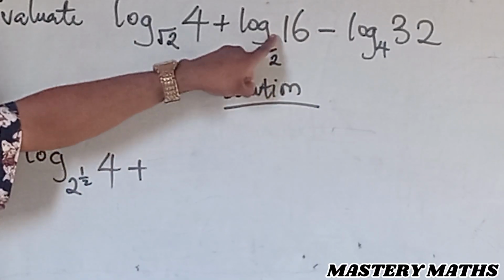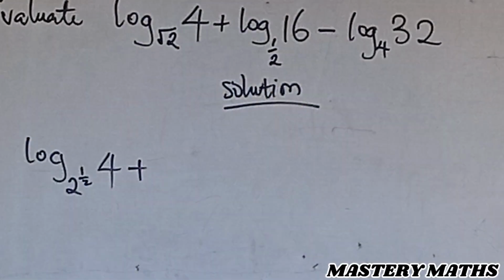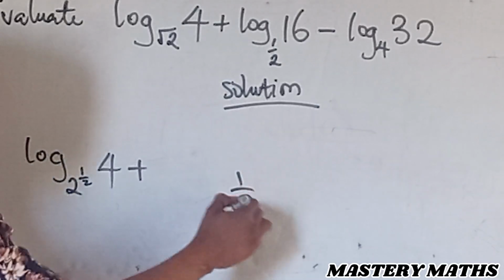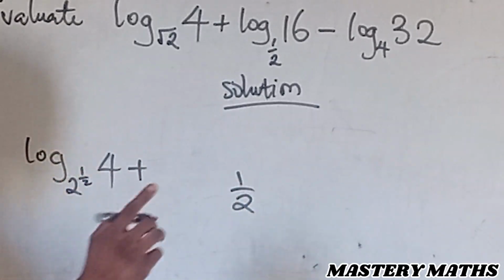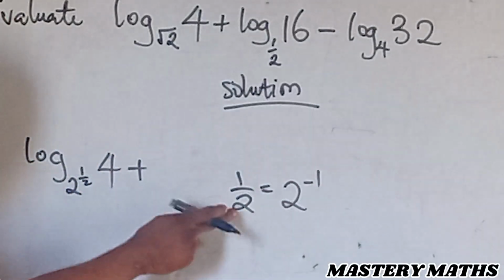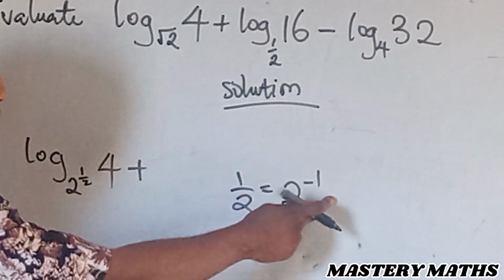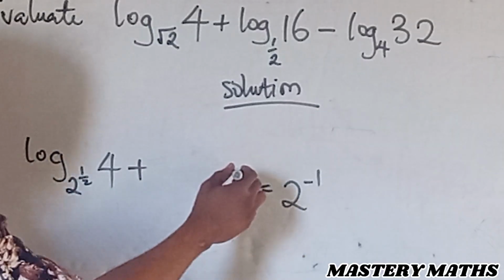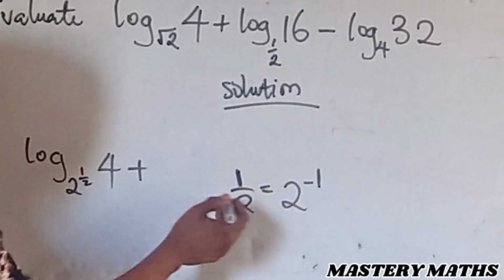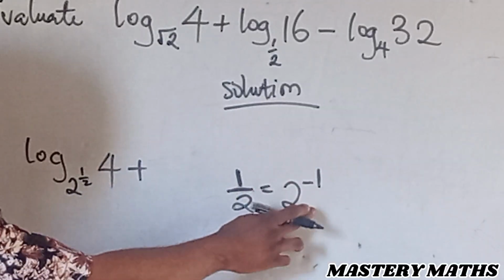This 1 over 2 you're seeing here can be changed. According to the law of indices, 1 over 2 is the same thing as 2 raised to the power minus 1. How? This 1 here is this raised to the power minus 1. This over changes to minus, then this 2 becomes this.